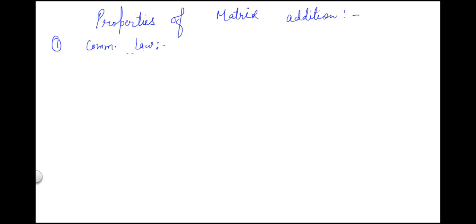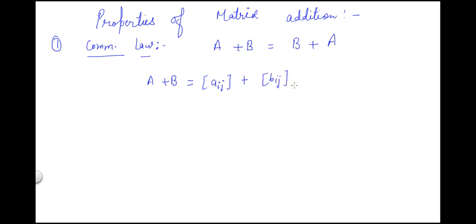Okay. Matrix addition is commutative. Whatever the answer you get from A plus B, you will get the same answer from B plus A. Clear? So in general form we can write that A plus B will be equal to Aij, all the elements, plus elements of B matrix, let us represent with Bij. So this will be equal to Bij plus Aij. Addition is going to be same. So this is equal to B plus A.